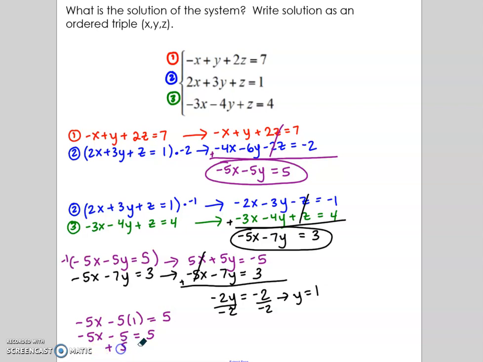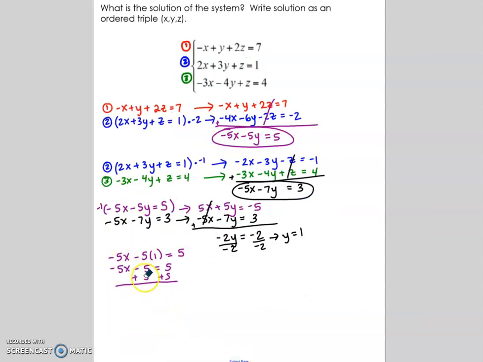I'm going to add 5. Let's see if I can not make this too small. Oops, there we go. So we get negative 5x is equal to 10. We divide by negative 5. So x is equal to negative 2.